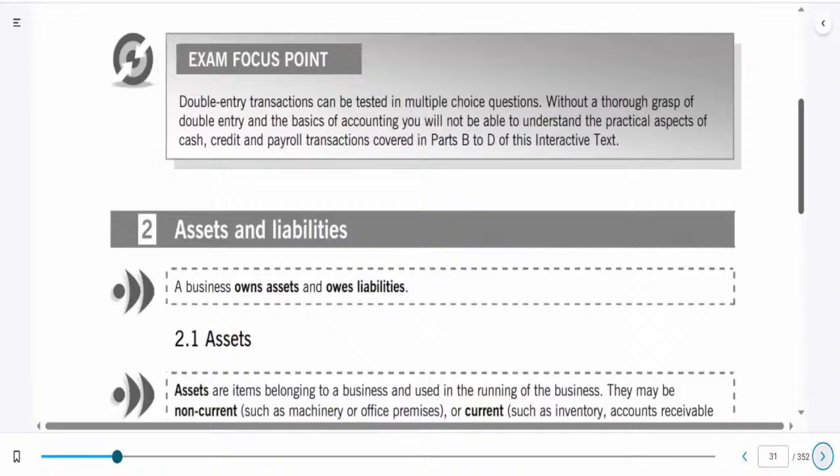So, stay focused as we go through these basics. They're going to set you up for success, not just in your exams, but also in understanding real-world accounting.